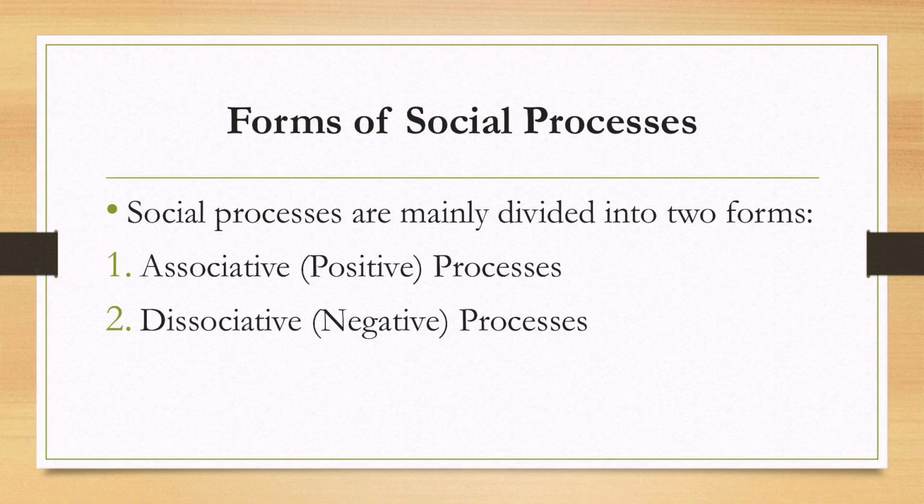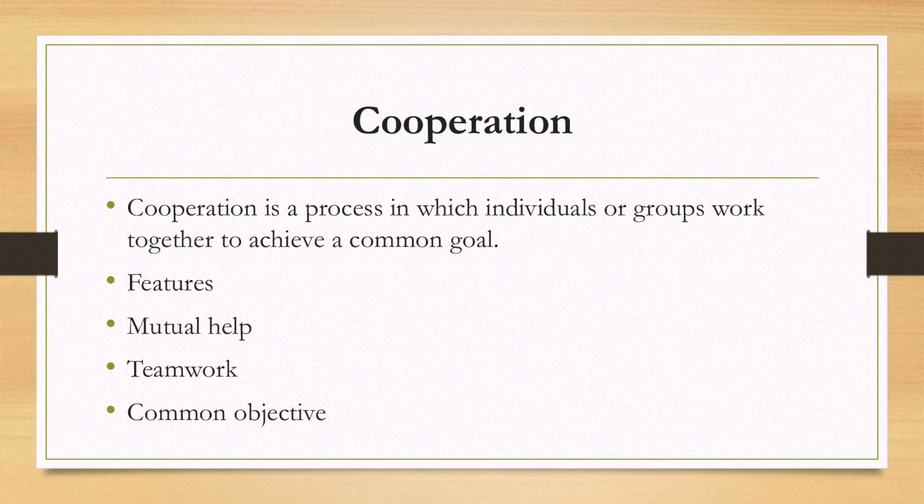Next we will move to the dissociative process. It is a negative process. That means this process creates disagreement, competition among the members, and also separation among the people. Its features include that it causes tension, weakens the relationship, and creates social problems. So these are the forms of social process. Now we will move to the forms of social process, starting with cooperation.